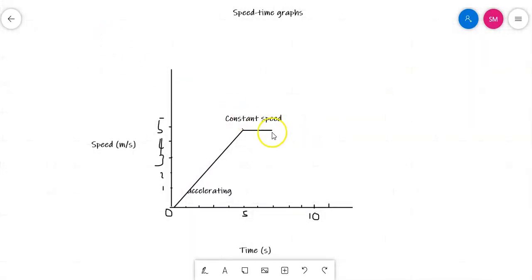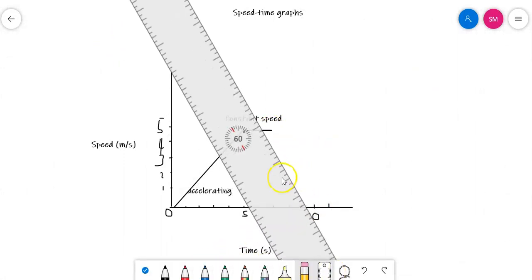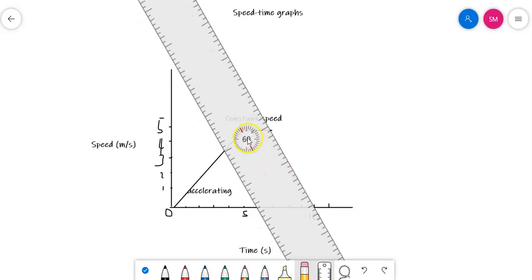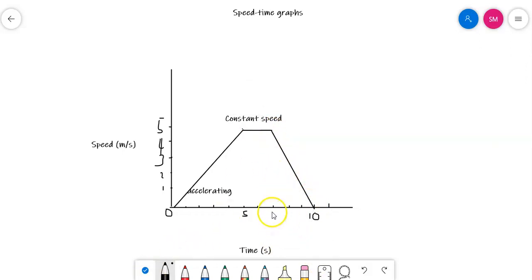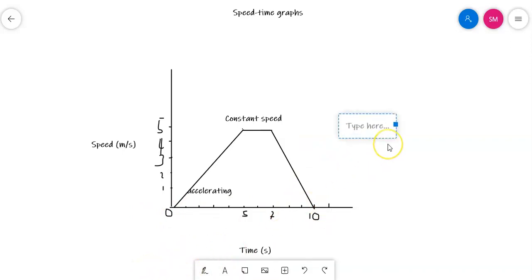So what if, from the edge of this point here, we draw a line that goes down to the 10 seconds, so it's going from 5 meters per second down to 0 meters per second, and that occurs from about 7 seconds here until 10 seconds. So for the last 3 seconds, the speed of the object goes from 5 meters per second to 0 meters per second. What is that describing? That would be deceleration.